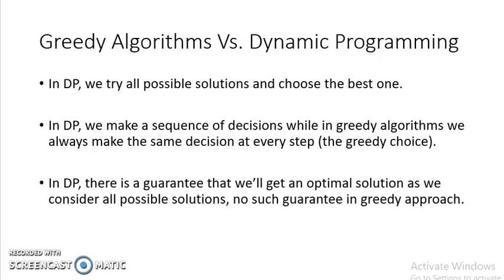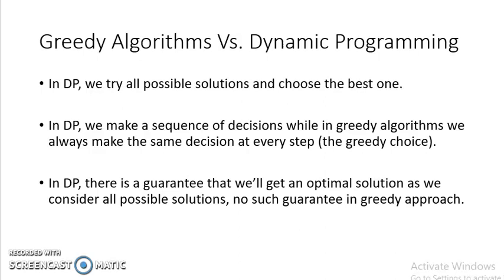Then there's another difference. In dynamic programming, there's always a guarantee that you will get an optimal solution, because you're looking at all the possible solutions and you choose the best solution out of all those possible solutions. But in case of greedy algorithms, you do not look at all possible solutions.